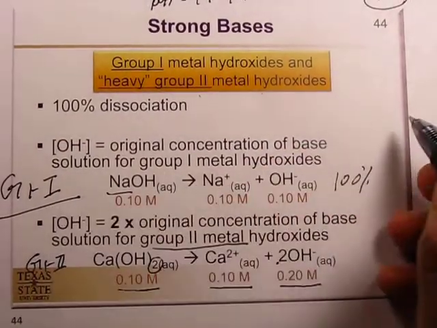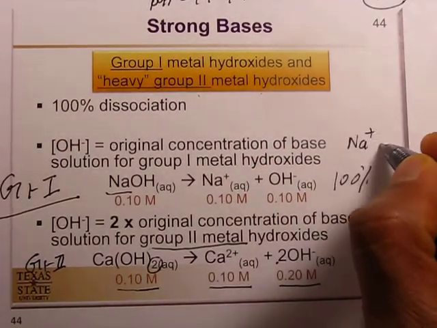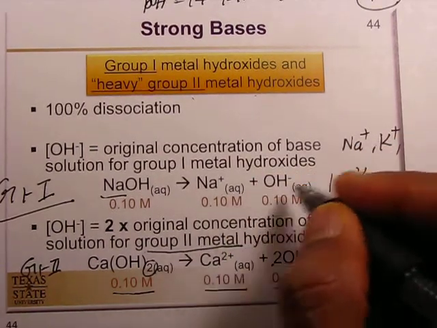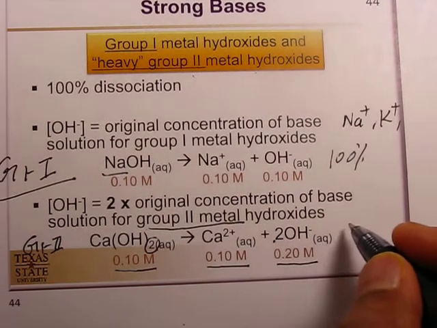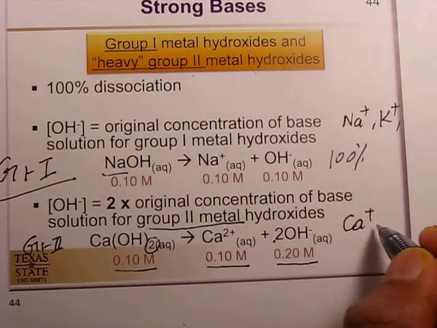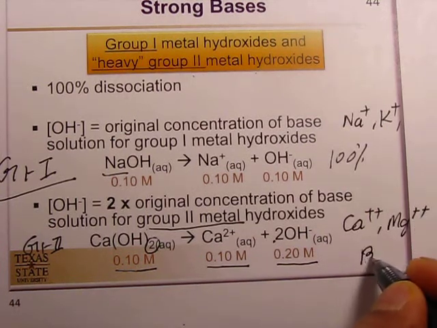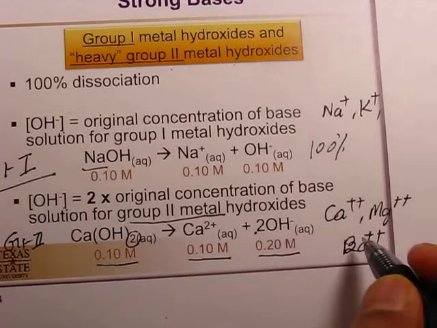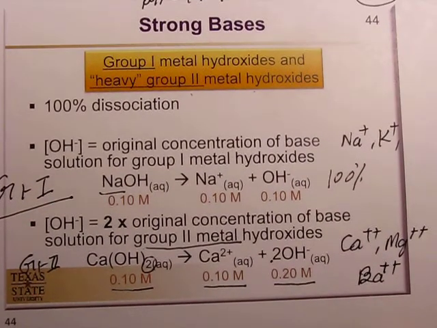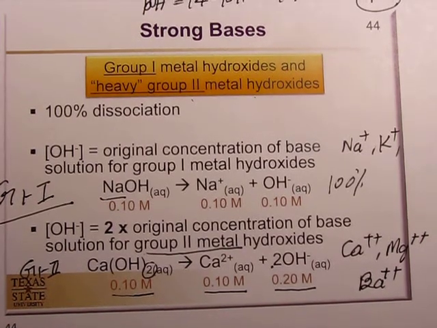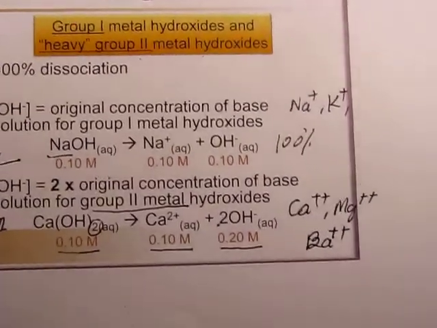In group 1, sodium and potassium hydroxides give you a 1:1 ratio. But in case of group 2, for example calcium, magnesium, barium, these are all hydroxides, and when they dissociate, they will give you double the amount of hydroxyl ion. We'll see a few examples to see how we can calculate the pH for a basic solution.